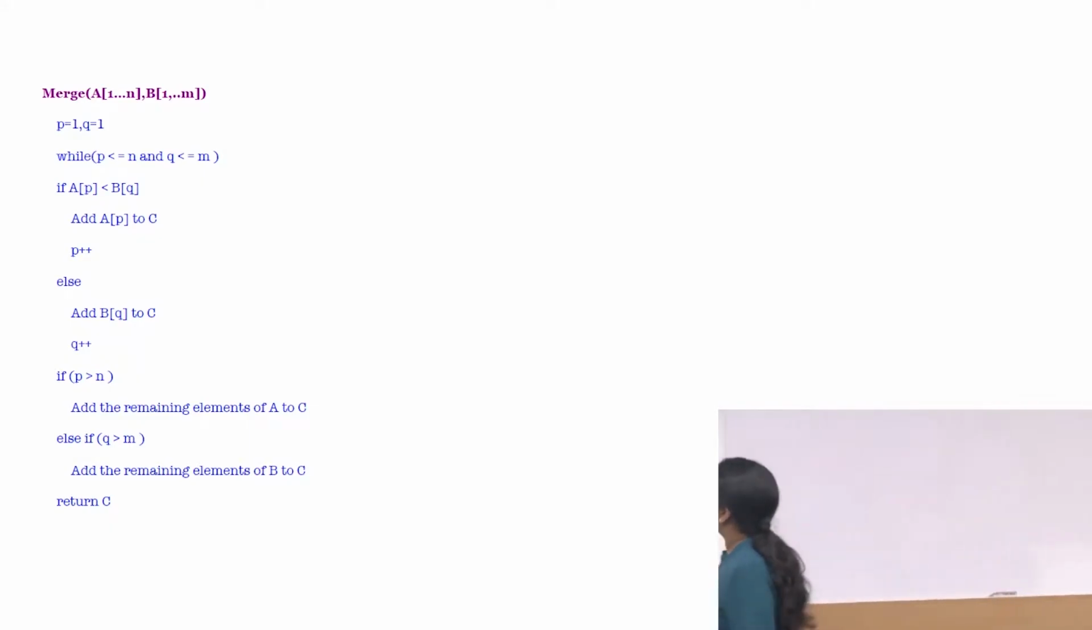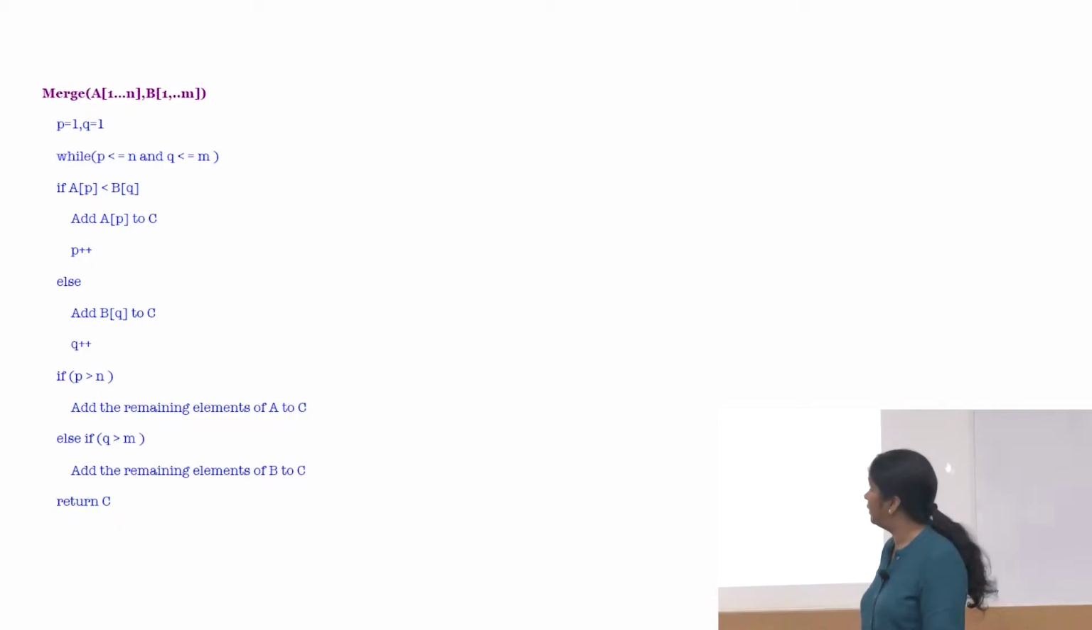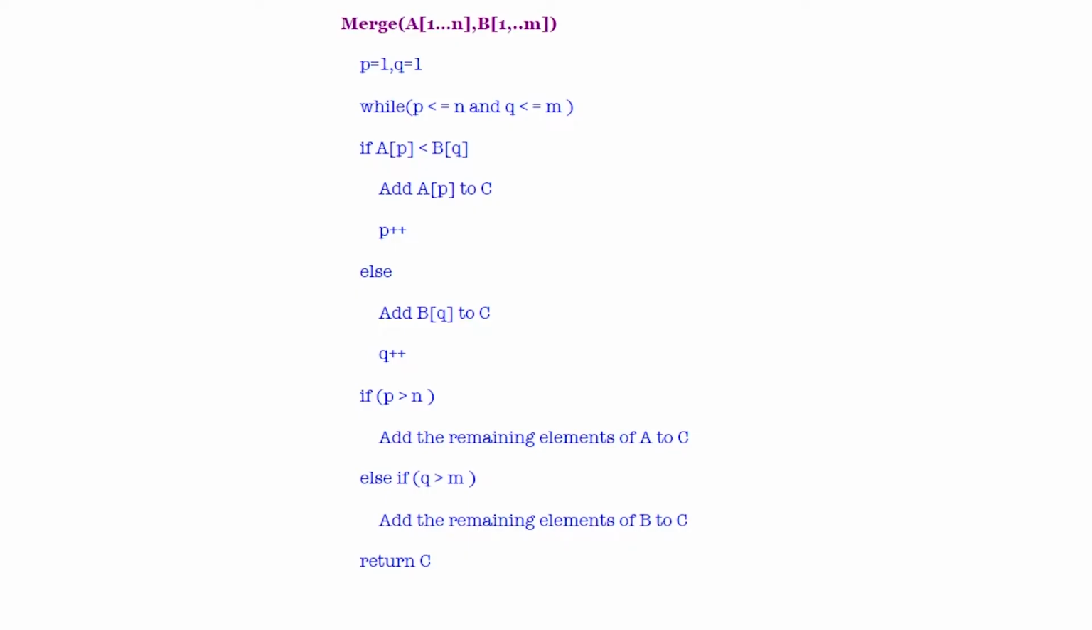So we have P and Q as the 2 pointers for the individually sorted sub-arrays, and C is the merged list. At each stage you move the smaller of them to the merged array and move the corresponding pointer. And once you reach the end of one array, you just copy whatever is remaining in the other array to the merged array.